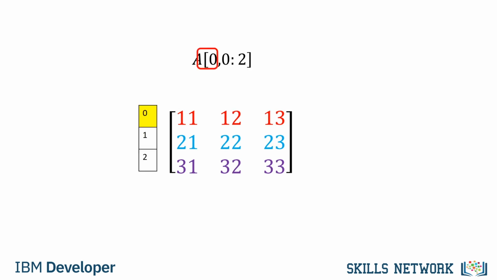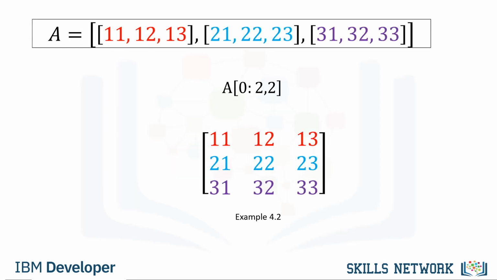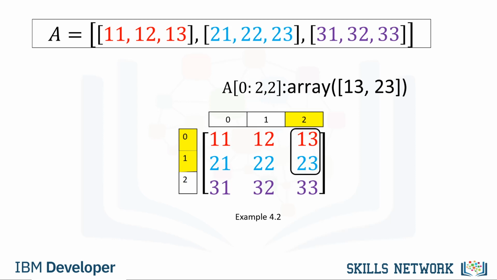The first index corresponds to the first row. The second index accesses the first 2 columns. Consider this example. The first index corresponds to the last 2 rows. The second index accesses the last column.